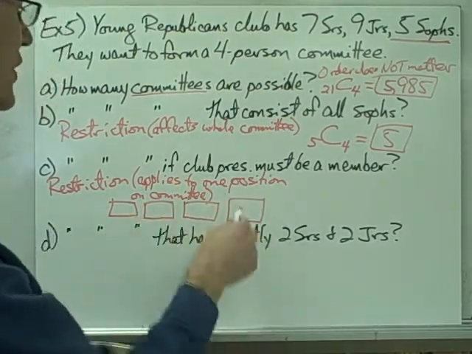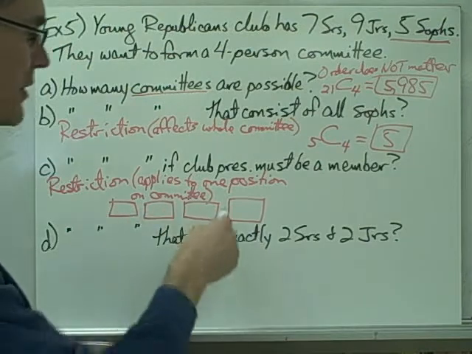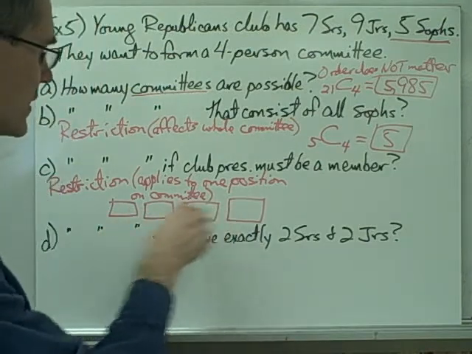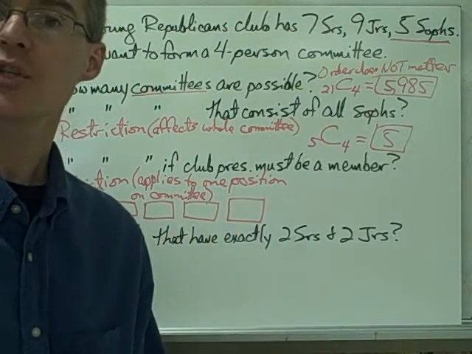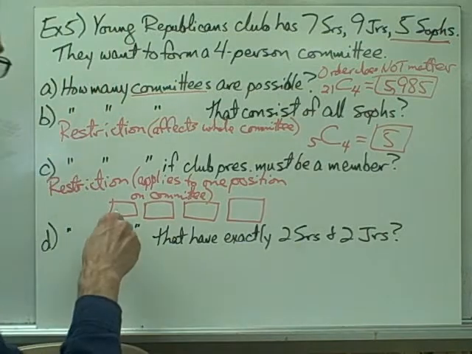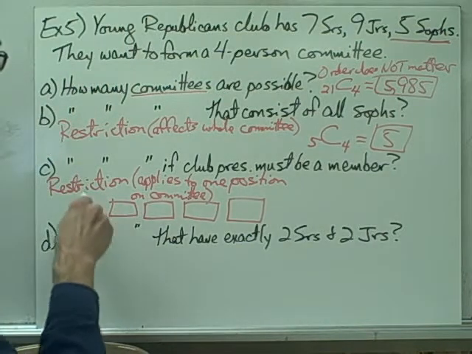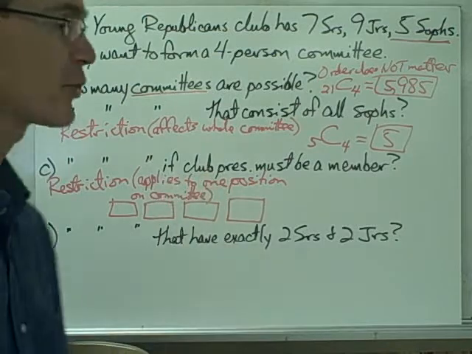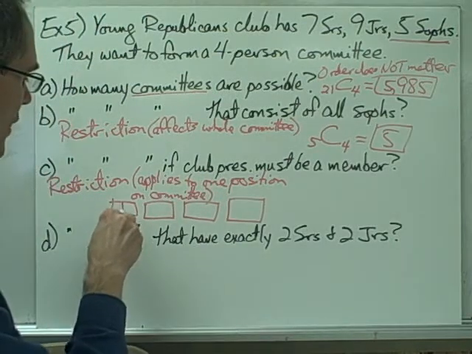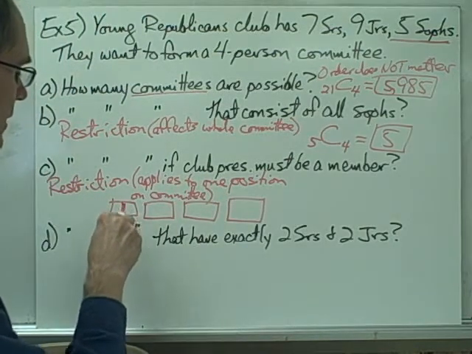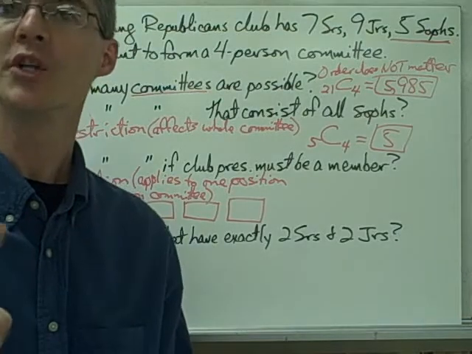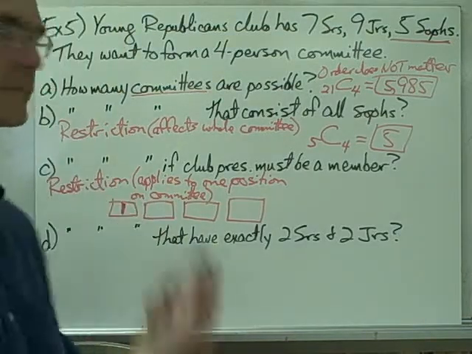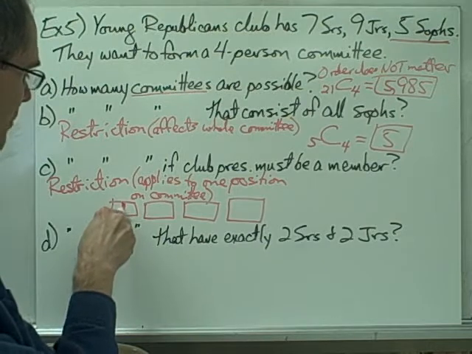I'm going to draw one box for each member of my committee. And remember, the number that goes in the boxes is just how many choices I have for that particular box. I'm told the club president has to be a member. That means one of the slots on my committee is restricted to one choice, the president. All right, so this box is taken care of.